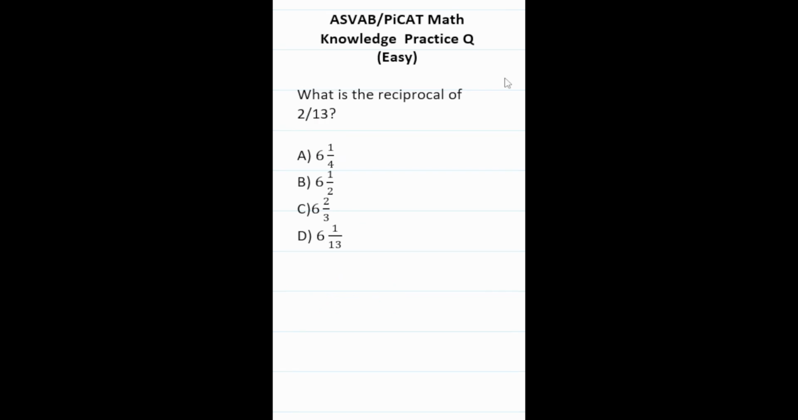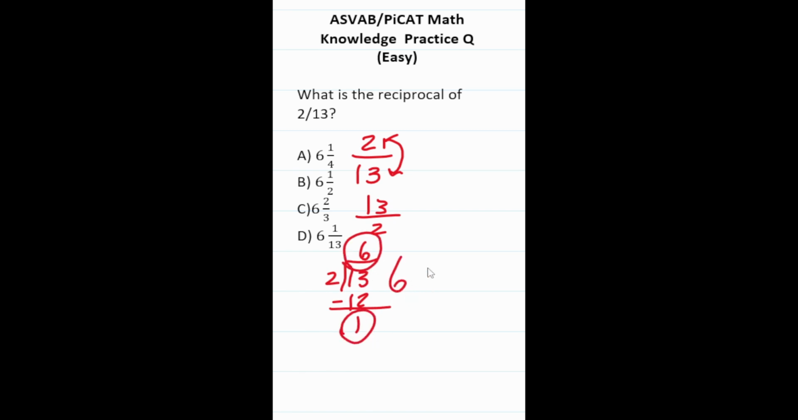This ASVAB PiCAT Math Knowledge Practice Test question says, what is the reciprocal of 2 over 13? The quickest way to find a reciprocal of a fraction is simply to exchange your numerator and denominator. In other words, the reciprocal of 2 over 13 is 13 over 2. This is an improper fraction, so the next thing we have to do is convert this back to a mixed number via long division. 2 goes into 13 6 times without going over, given that 6 times 2 is 12. 13 minus 12 is 1. So let's write this as a mixed number. This 6 is going to be our whole number. This remainder of 1 is going to be our numerator, and this 2 is going to be our denominator. So this one is B, 6 1/2.